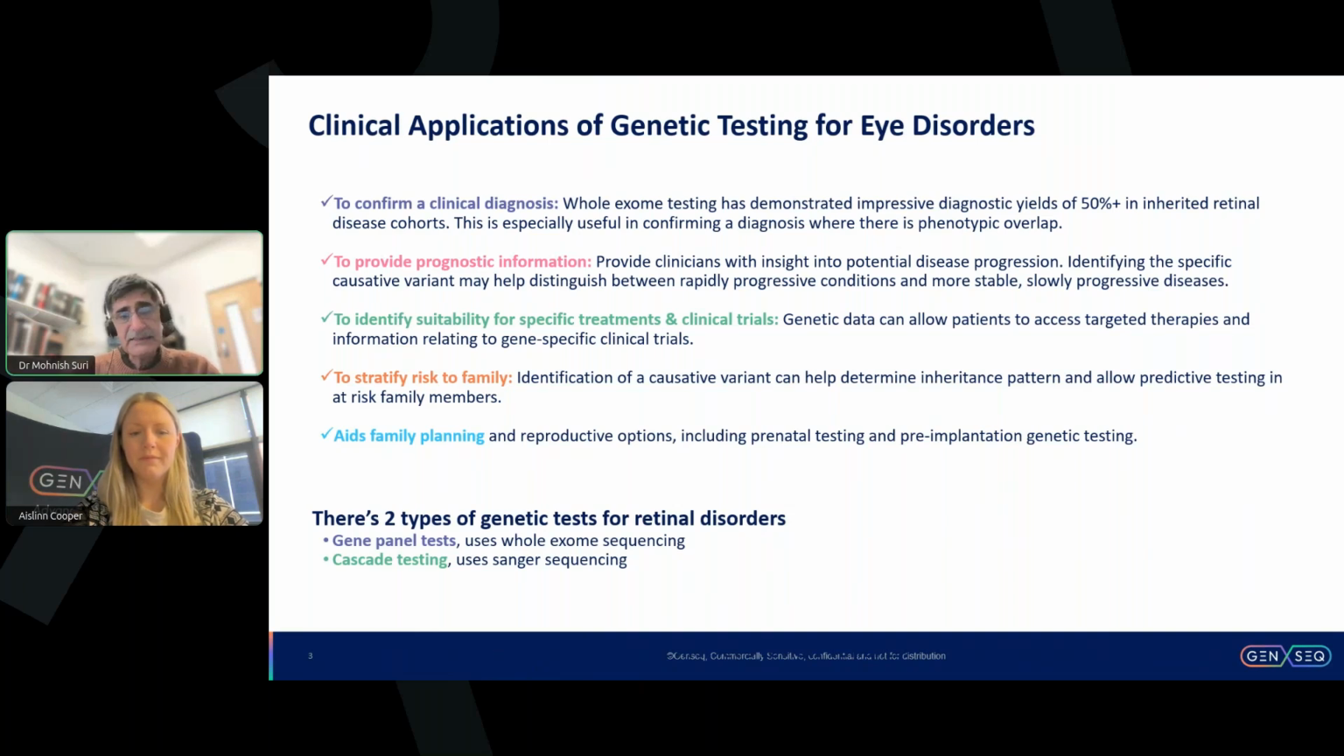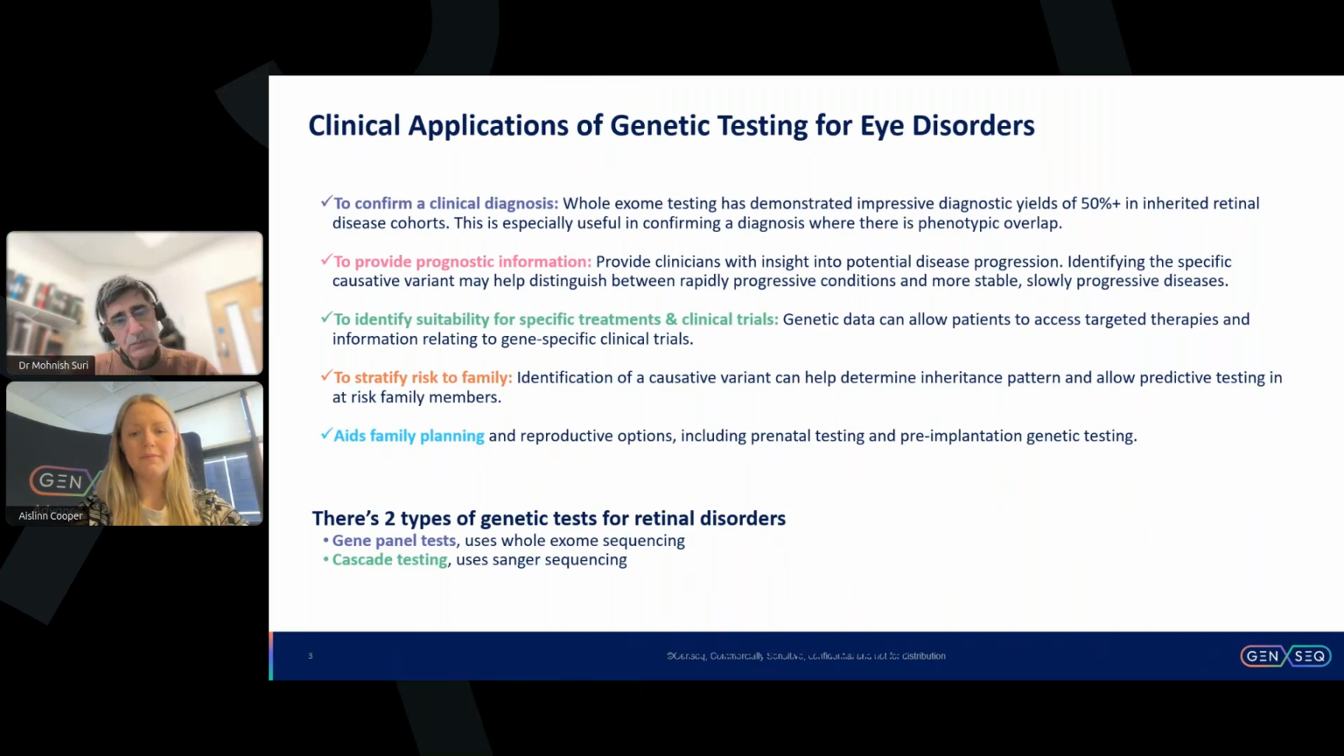And lastly, there are some families who have had a child with an eye disorder and they don't want to pass that on to another child. So they might want to be considering prenatal testing or pre-implantation genetic testing. So IVF with pre-implantation genetic testing. And you can only offer those tests if you have a genetic diagnosis for your patient. So those are the reasons why you might consider doing genetic testing for eye disorders.